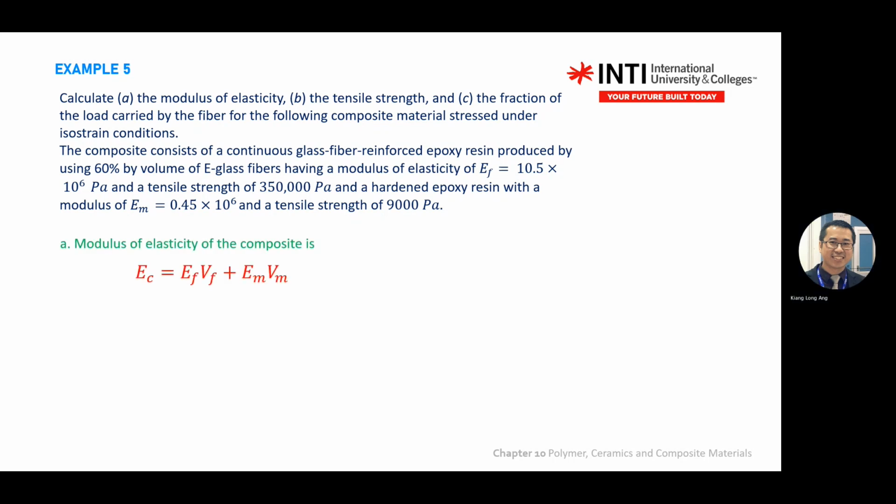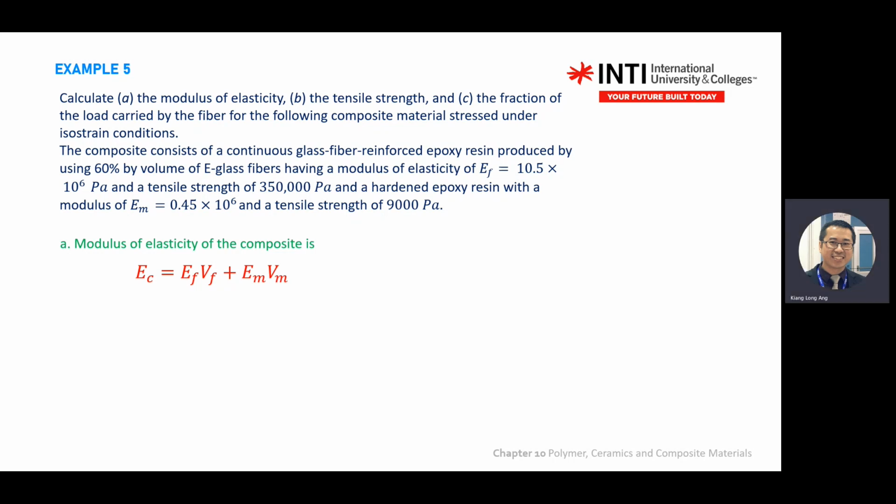So for the first one, again, the derivation you can refer to the previous slides. E equals EF VF plus EM VM for the matrix. So we have two components. Again, for a composite you have fiber and matrix. So you take the modulus Young for fiber multiplied by the volume. If the question changes to area, then you use area. It's still the same. So you have EF, you have VF. Do you have VF? You don't have VF, so you need to find it.